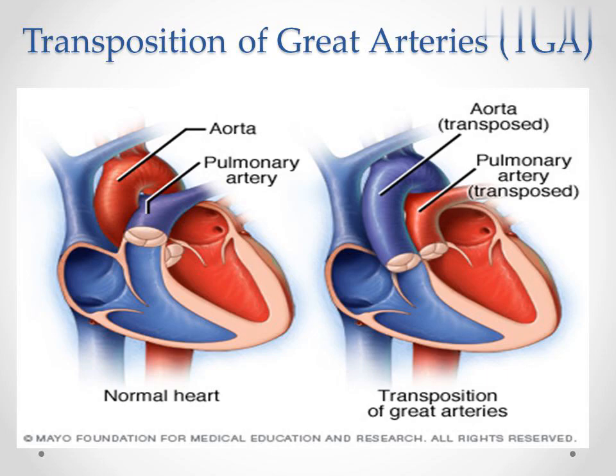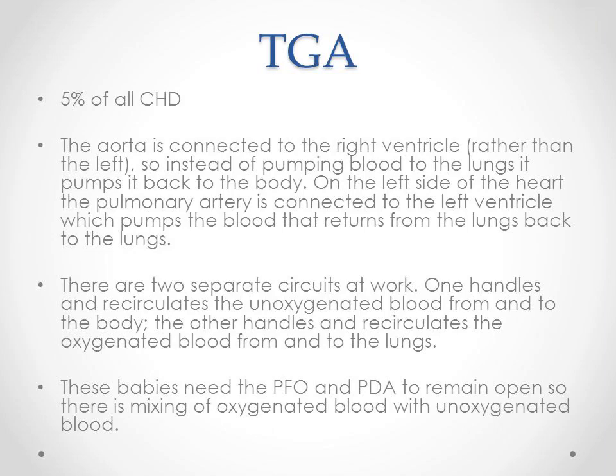Transposition of great arteries, TGA. 5% of all CHD. The aorta is connected to the right ventricle, rather than the left, so instead of pumping blood to the lungs it pumps it back to the body. On the left side of the heart the pulmonary artery is connected to the left ventricle, which pumps the blood that returns from the lungs back to the lungs.